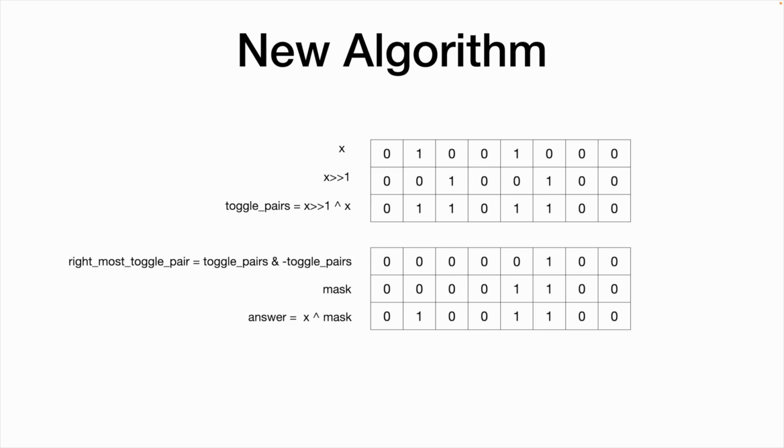So I take x, shift all the bits to the right by 1, and to get the toggle pairs, I have to XOR these. So this will tell me where these toggle pairs are. And then to get the rightmost toggle pair, I take the negative of that and AND it with the toggle pairs itself. So this will give me the mask.